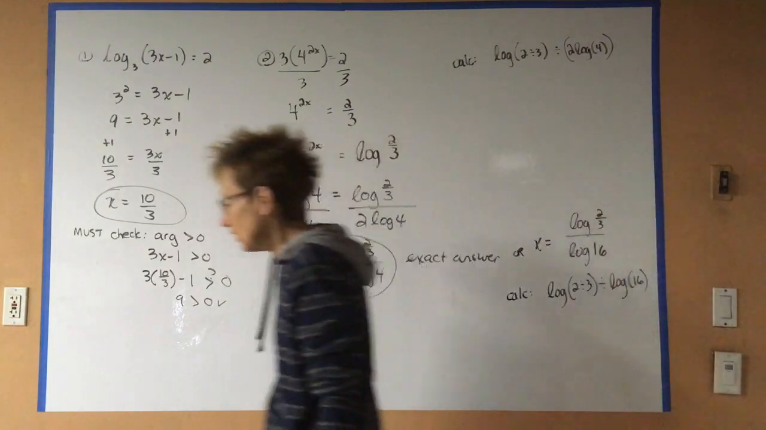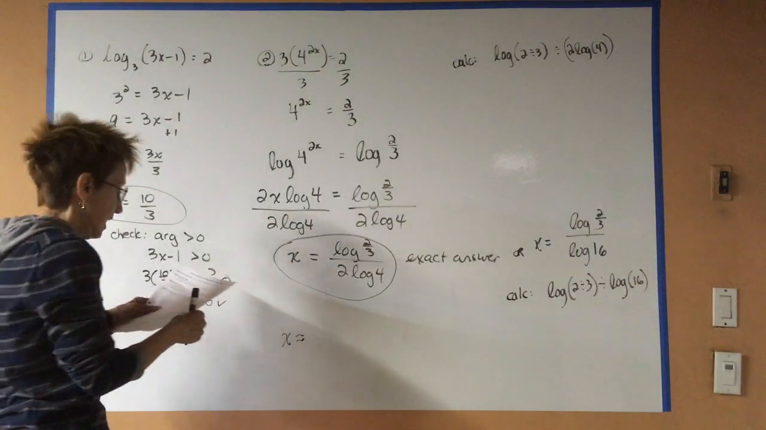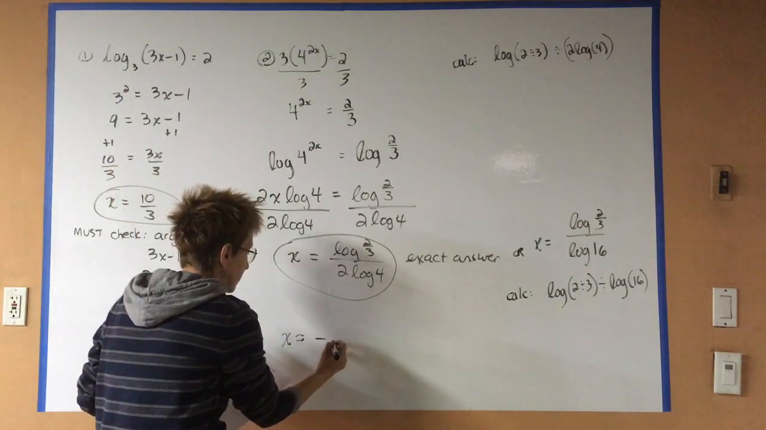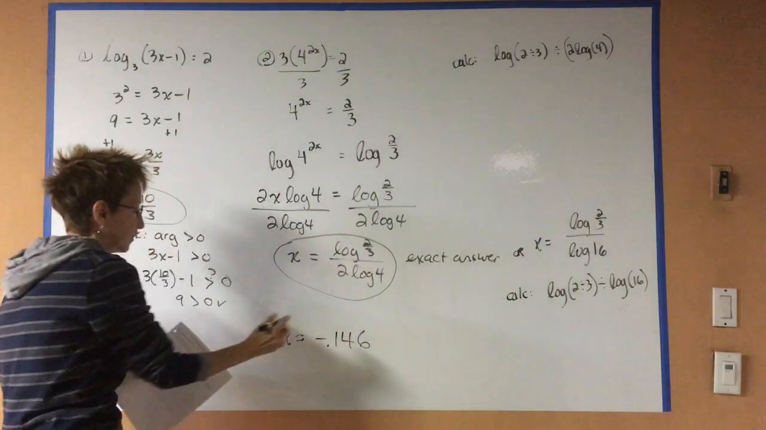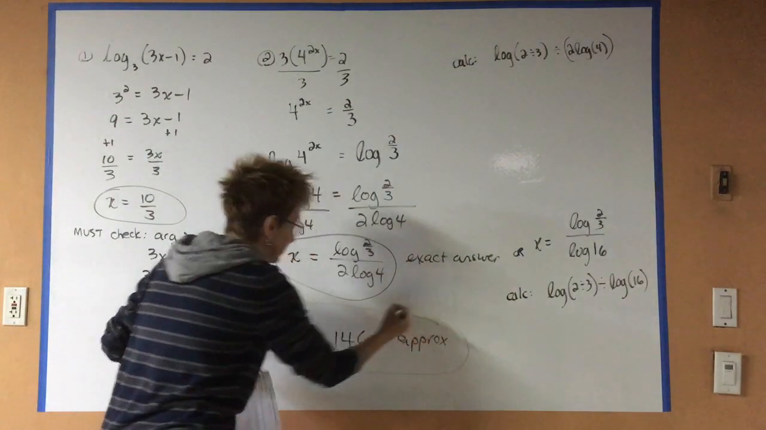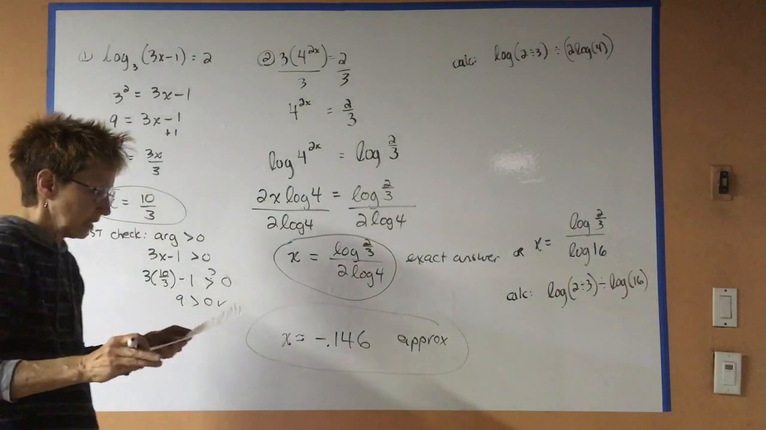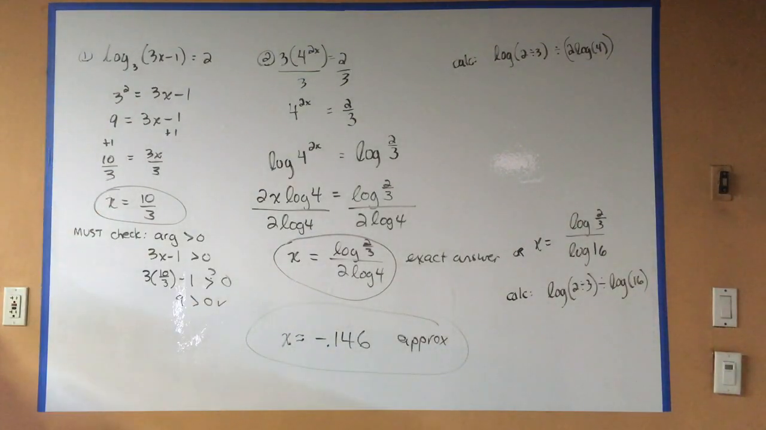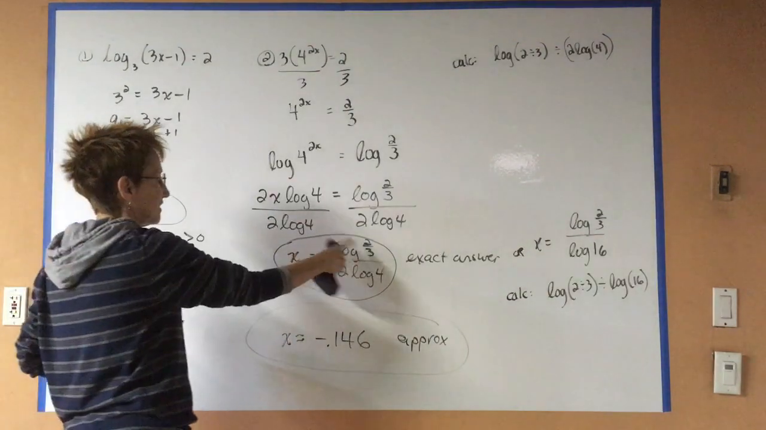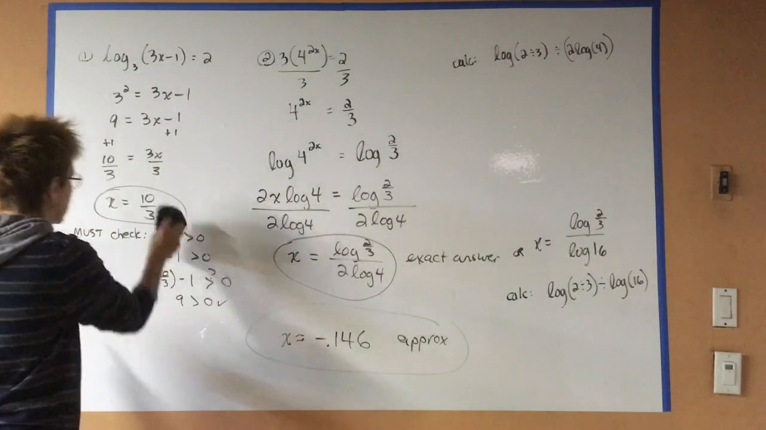If I do that and put it in my calculator and round it to 3 decimal places, this gave me approximately equal to negative 0.146. So for your checking and making sure you can use your calculator correctly, there's the approximate answer for that one, negative 0.146 rounded to 3 decimal places. So that's where exact answers and approximate answers come in handy, where my exact answer has a bunch of logs in it, and then I want to get an approximate for it.